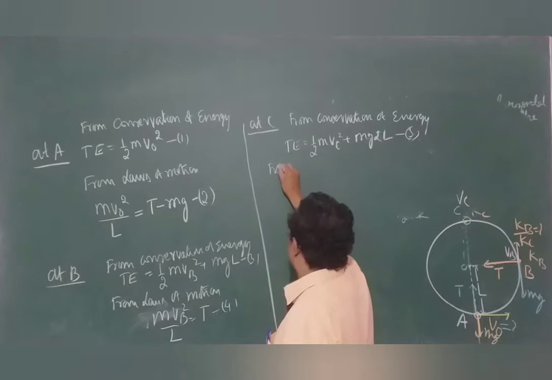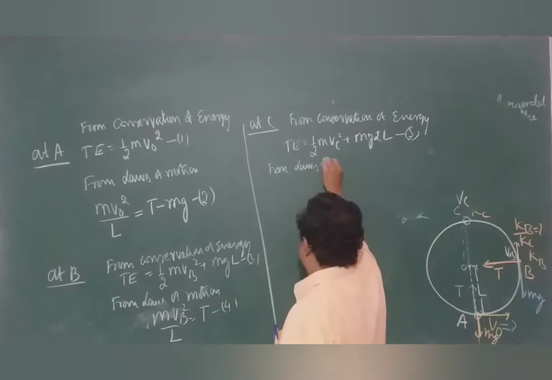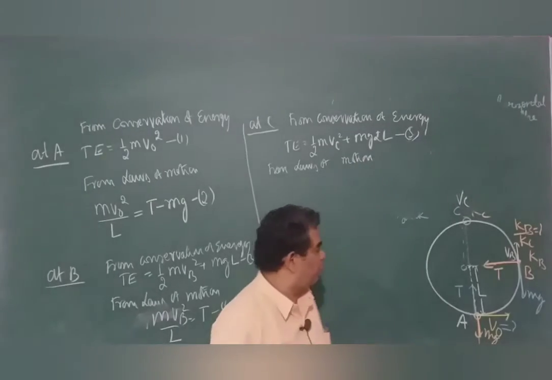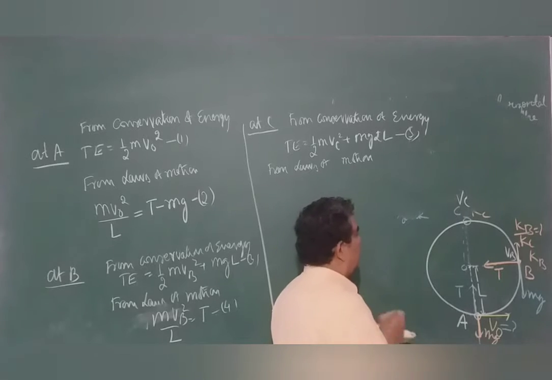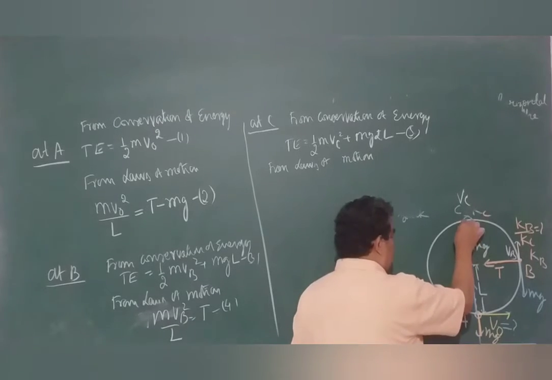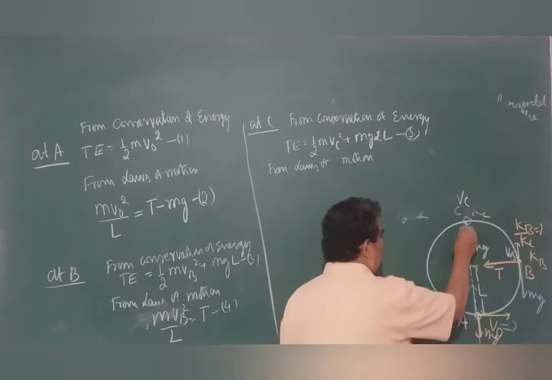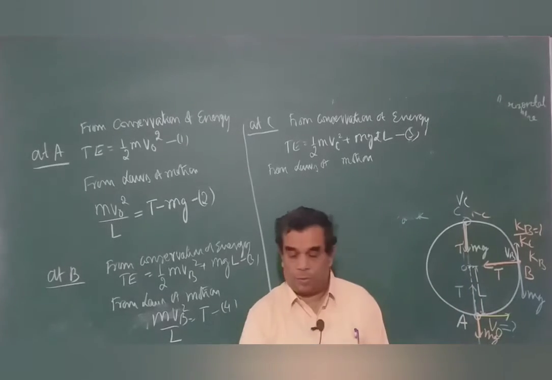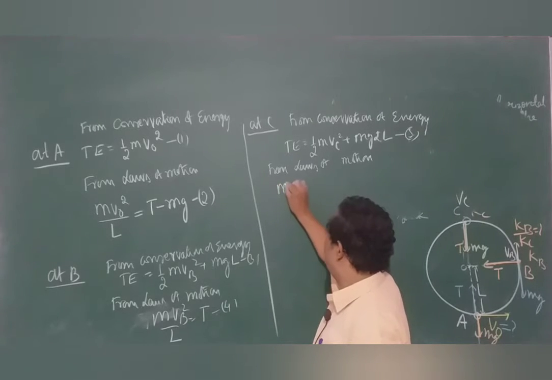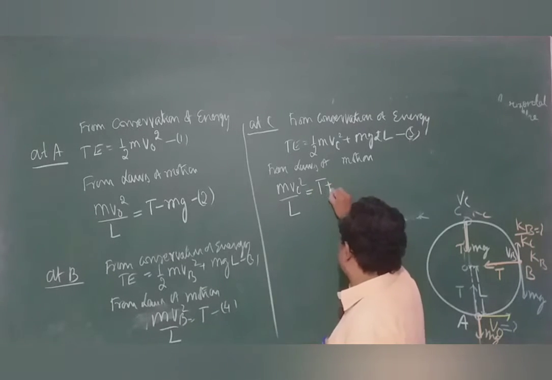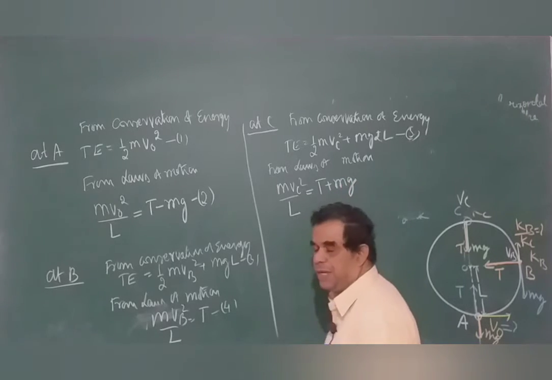And from laws of motion, we can write the force equation. At C, mg is acting down and tension is also acting down. Centripetal force is also acting down. Therefore, we must write m Vc square by L, which is equal to, both of them are acting down, T plus mg.